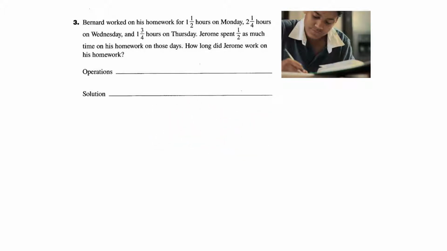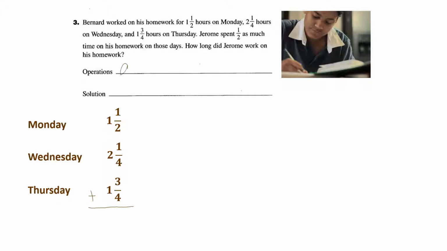We know that Bernard worked on his homework on Monday for 1 1/2 hours. On Wednesday, he worked for 2 1/4 hours. On Thursday, he worked for 1 3/4 hours. We first need to add all of these to find his total. So we need to add. Now they want us to use models.